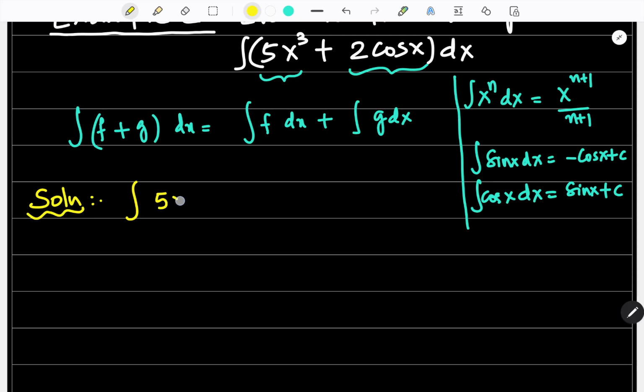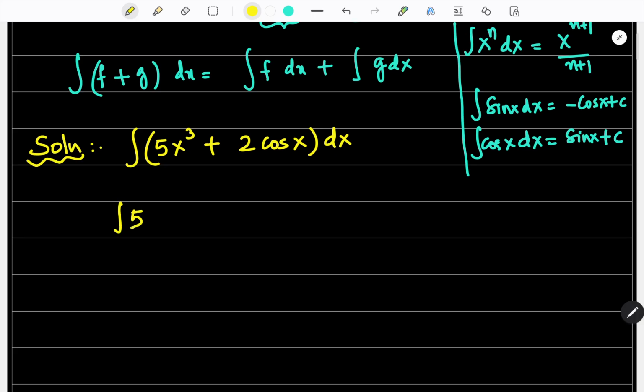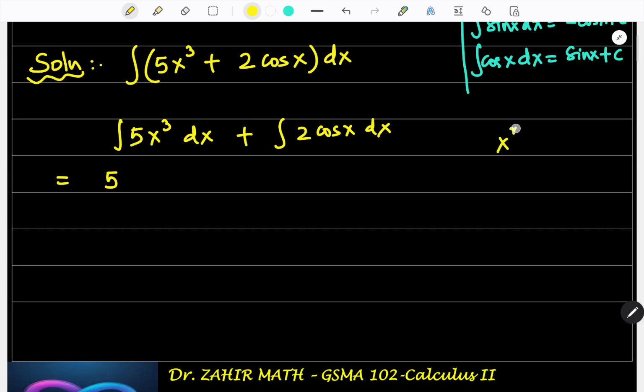So the question is the integral of 5x cube plus 2 cosine x, times dx. So the first one is the integral of 5x cube dx plus the integral of 2 cosine x dx. So this equals 5, which is a constant. You keep it as it is. What is the integral of x power 3? It is x power n plus 1 by n plus 1. So x power 3 plus 1 divided by 3 plus 1, which is x to the power of 4 divided by 4.